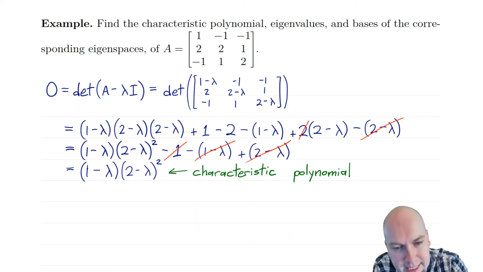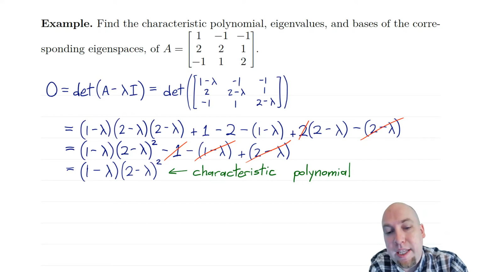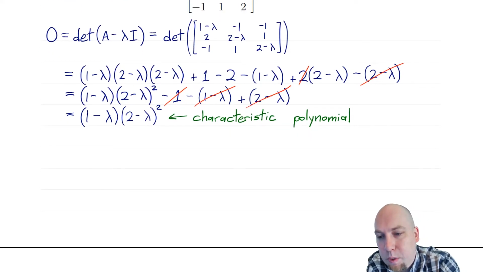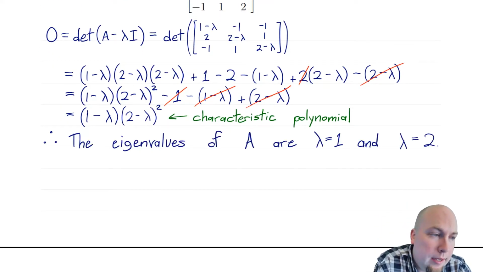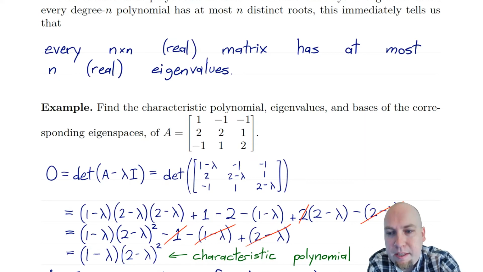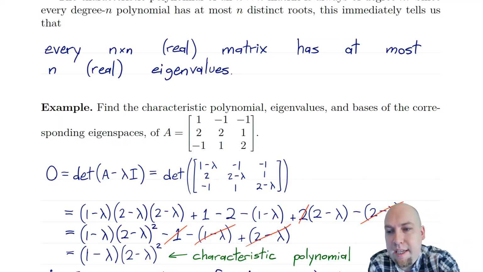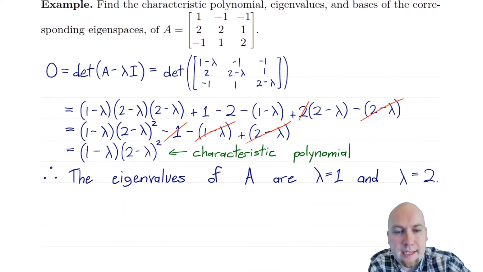So then this is the characteristic polynomial, and furthermore, it's the factored form of the characteristic polynomial that makes it easy to see what the eigenvalues are. The eigenvalues are just the roots. In other words, the eigenvalues are 1 and 2. Those are the only eigenvalues of the matrix, and this is consistent with what we said before. It's a 3 by 3 matrix, so it has at most 3 eigenvalues. Here it has 2 distinct eigenvalues.